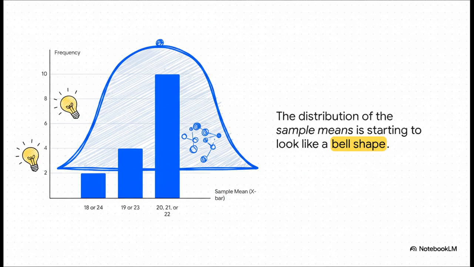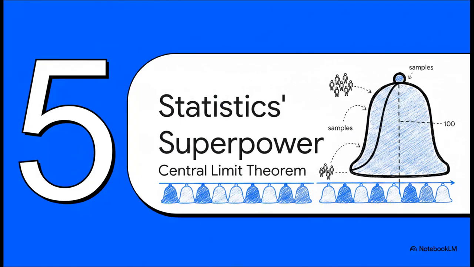This is a clue to something incredibly profound. What we just witnessed with our tiny population of 4 is a glimpse of what might be the single most important, most powerful idea in all of statistics. It is the absolute bedrock of how we make inferences. It's the reason a poll of 1,000 people can work. This amazing phenomenon is called the central limit theorem, or the CLT for short.